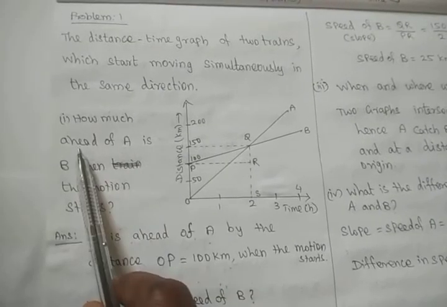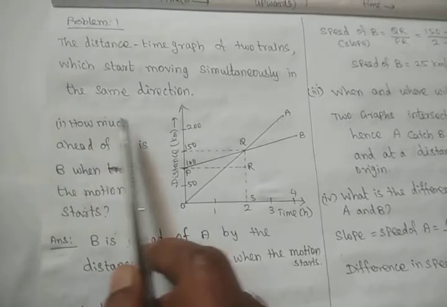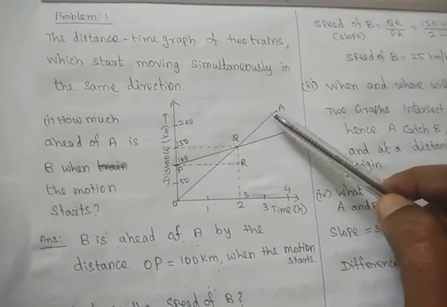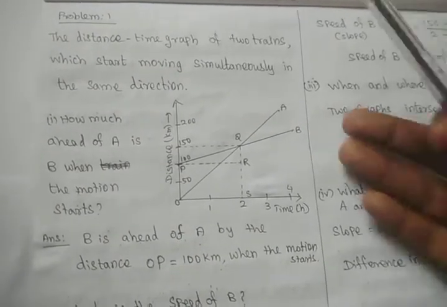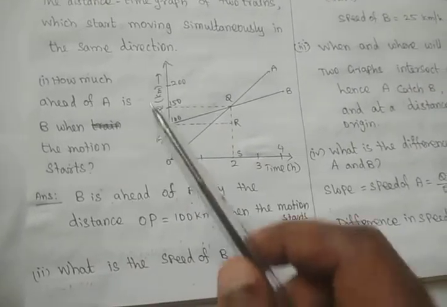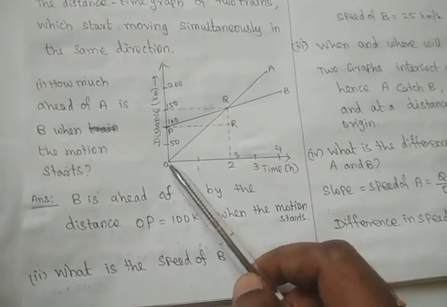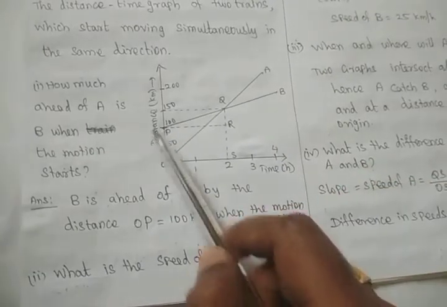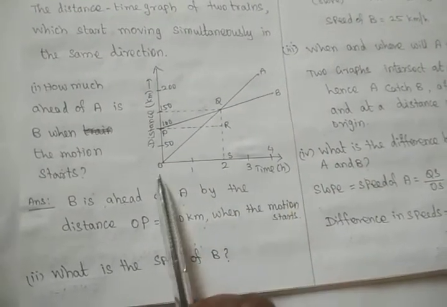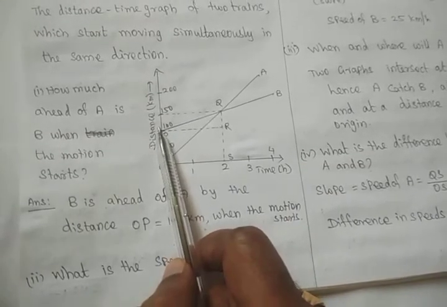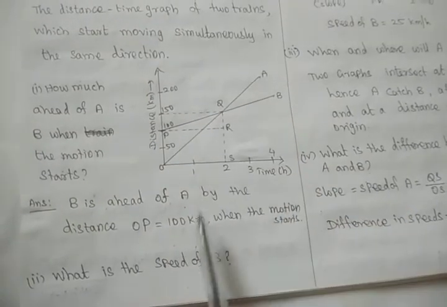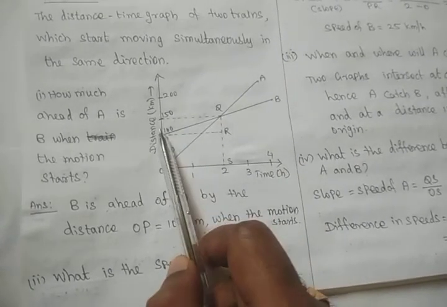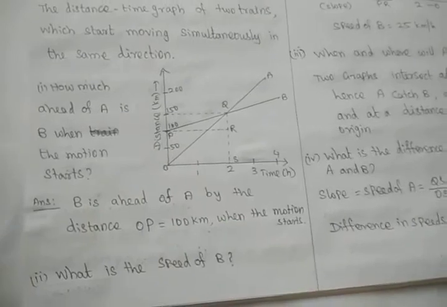How much distance ahead of A is B? That means, from A, how much distance ahead is B? Very clearly from the graph we can see that at time t equals 0, the distance for train A is 0. For train B, at time t equals 0, the distance is 100 kilometers. So B is 100 kilometers ahead of A.